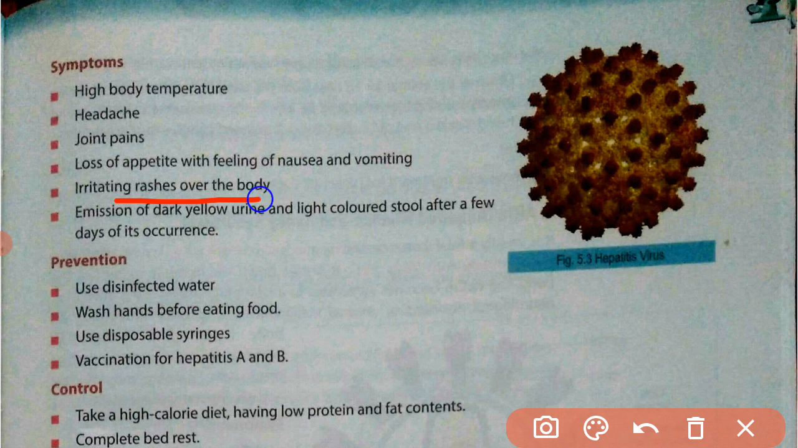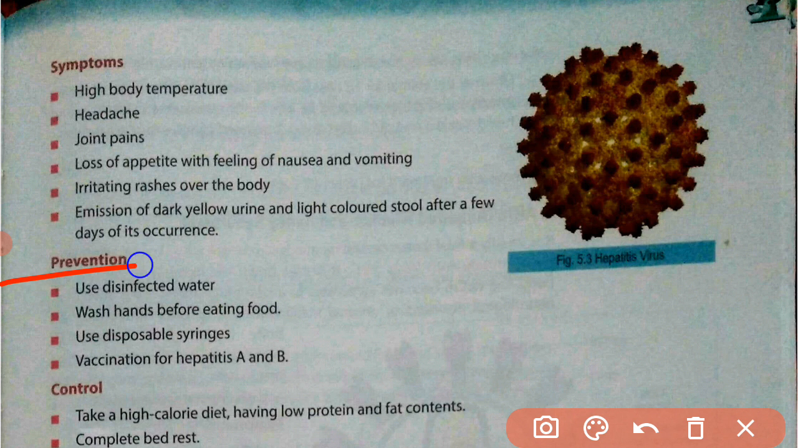Irritating rashes over the body. Rashes can occur on the skin. Emission of dark yellow urine and light colored stool. The color of urine and stool will change. The urine will be dark yellow and the stool will be light colored. So these are the symptoms that occur in hepatitis.